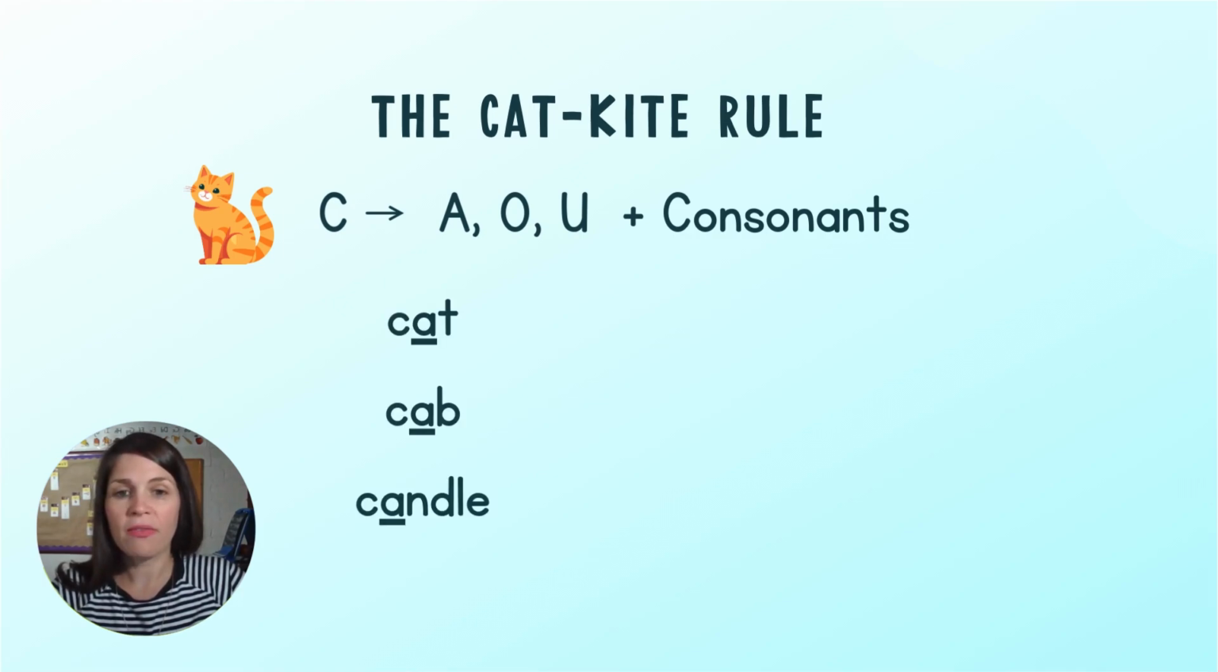So where we have the words cat, cab, and candle, we hear short A sounds coming after the k sound. So k, at, or k, ab, or k, andle. Okay, so we hear that a sound, which means that what are we going to use to spell the k sound that comes right before it? We're going to use the letter C.